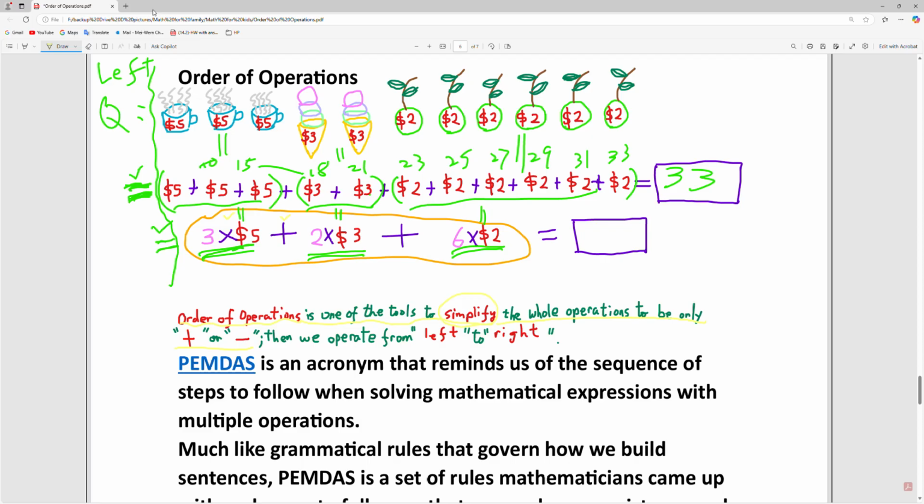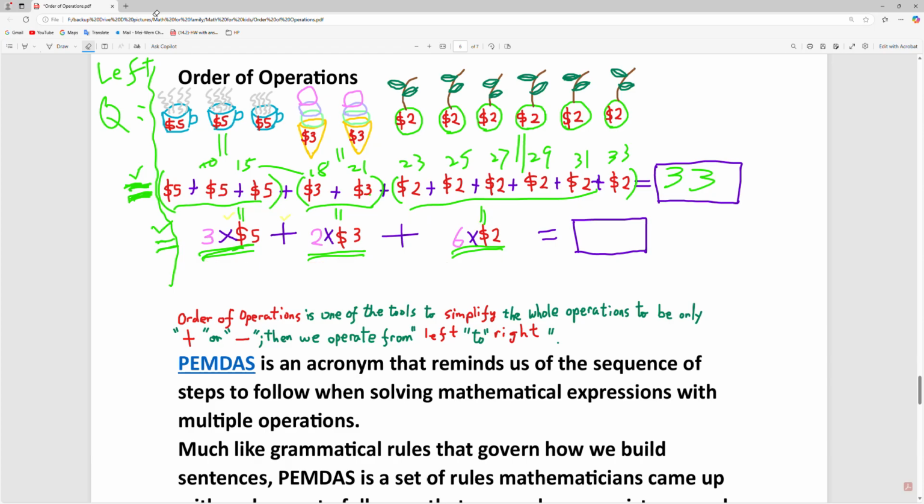Okay, so after we have only additions or only additions and subtractions, then we can start from left to right, but not right now. Okay? So let me carefully erase those yellow lines. Too many lines here, sorry.